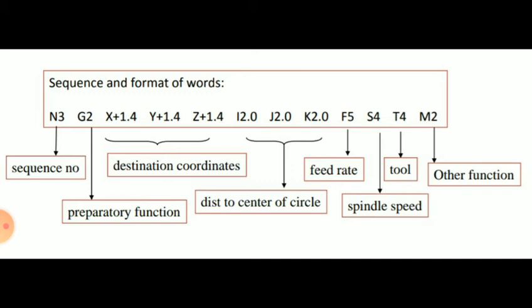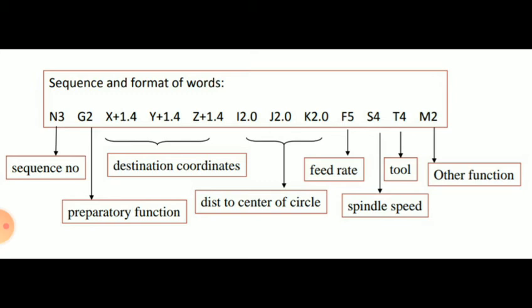The first is N3, which means it is a sequence number. So it is the third block. N3 means it is the third block, a sequence number. G2 means it is a preparatory function. It may be G00, G01, G02, G03, etc. It is a preparatory function.